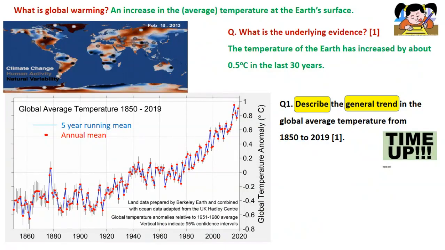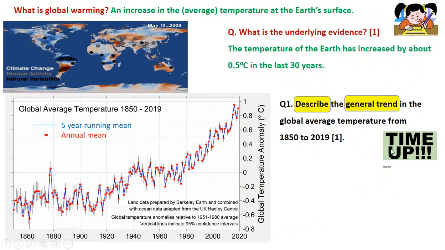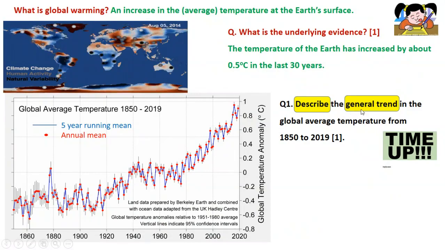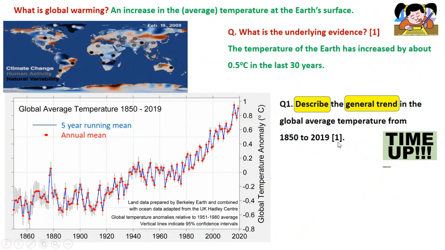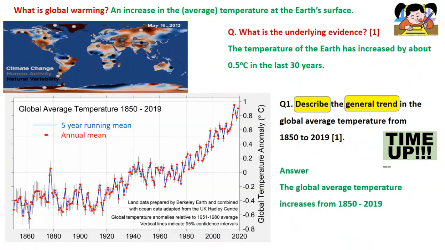So when we talk about general trend, you can see that the clue is in the question. The first word is describe, so it's expecting you to describe. And then the next part is talking about the general trend. And crucially, look at the number of marks that the examiner is giving you. It says you're going to get 1 mark for this, so your answer is going to be very simple. You just have to tell the examiner that the global average temperature increases from 1850 to 2019.